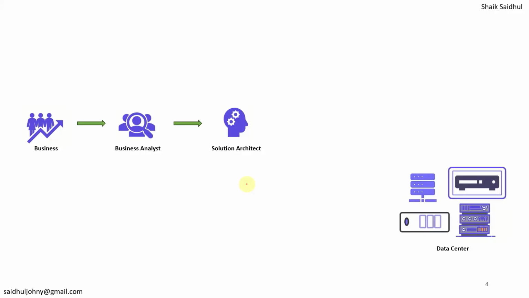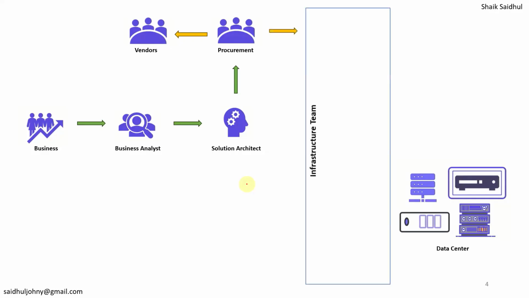So that is where, if additional hardware is needed, the solution architect team will try to order it via the procurement team. Now the procurement team puts in a request to the vendors team. Now the vendors team will purchase the entire hardware and deliver it to the data center. And this may take days or a week or even months to purchase the entire hardware and deliver it to the data center.